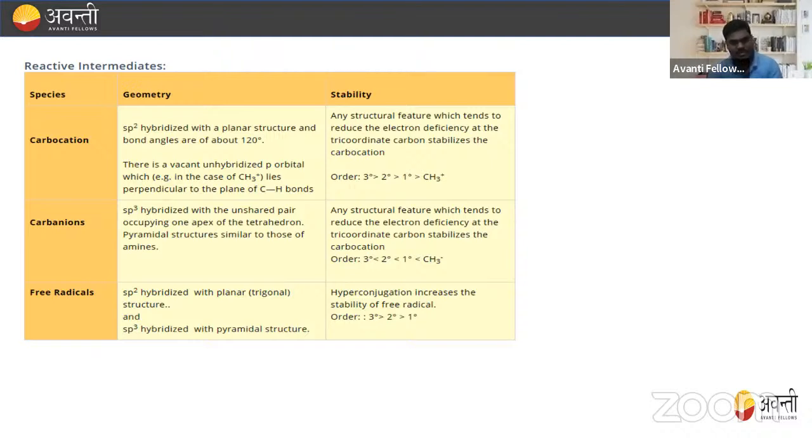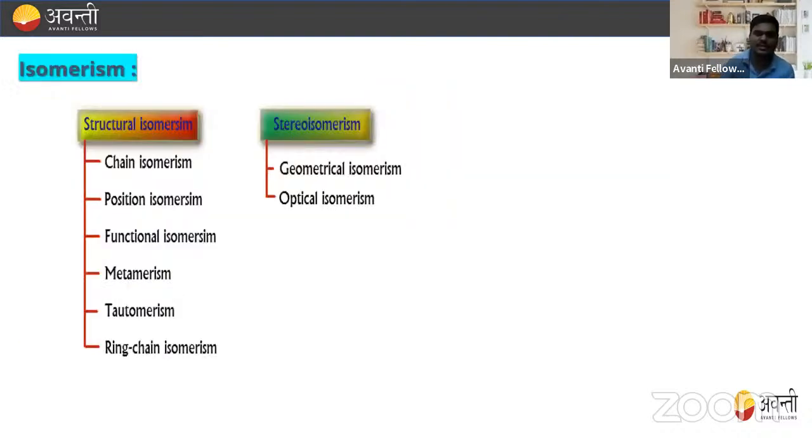Similarly, the sp2 hybridized carbon has a planar trigonal structure and the sp3 hybridized has a pyramidal structure. So hyperconjugation follows this order, 3 to 1. For the carbocation and free radical, the order will be the same, 3 degree to 1 degree. And for the carbanion, the order is 1 degree, 2 degree, and 3 degree. So these are the reaction intermediates, right?